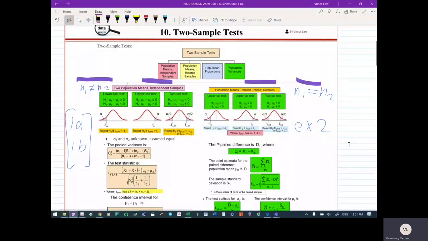Chapter 10, two-sample tests. What you need to know about the difference between Chapter 10 and Chapter 9 is that now we're dealing with two-sample testing. In Chapter 9 we had three situations, so now we have four situations. We have population mean with independent sample, population mean with related sample, population proportion, and then population variance.